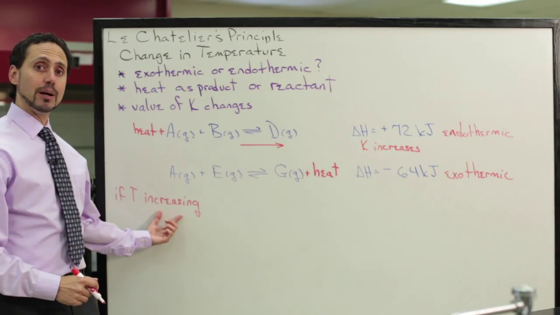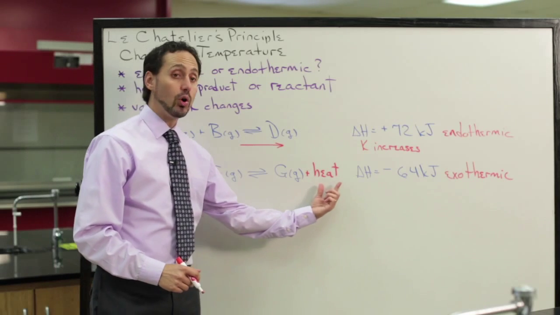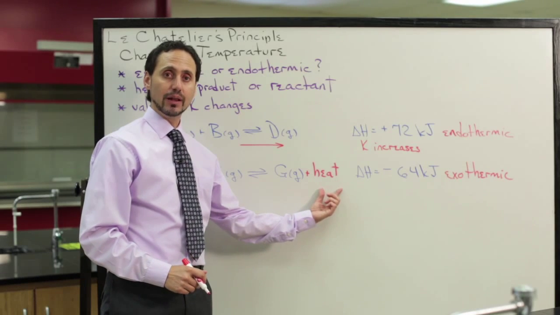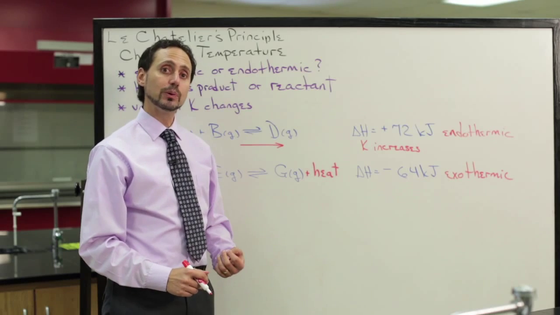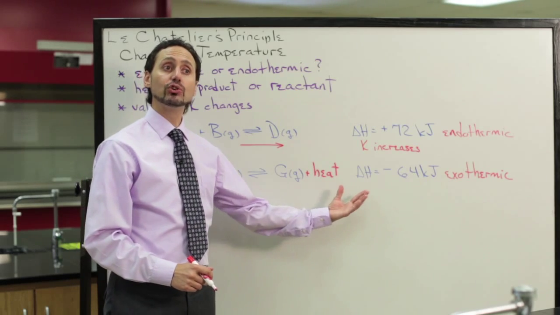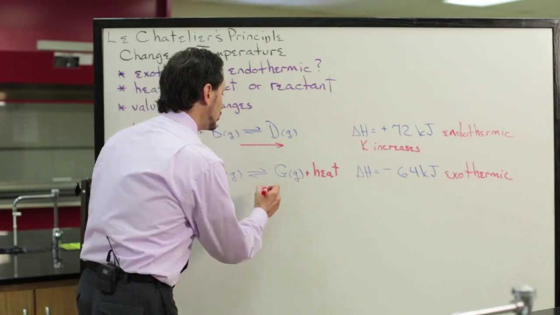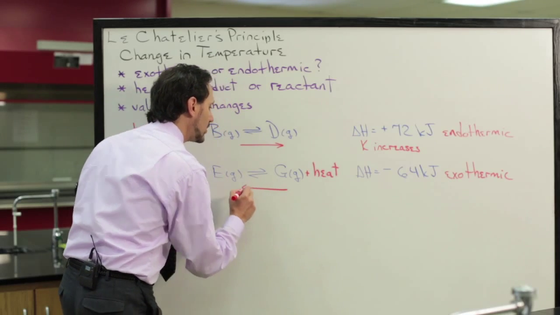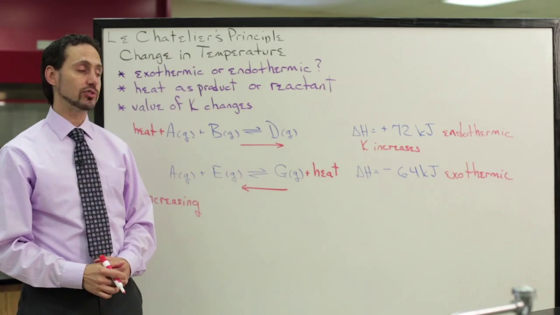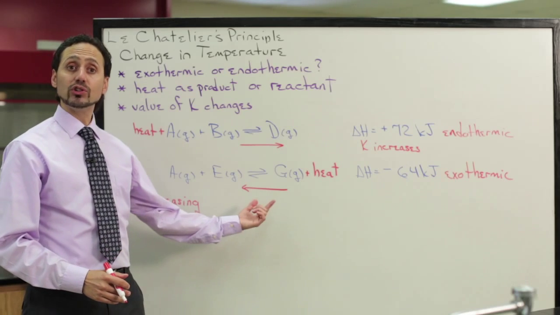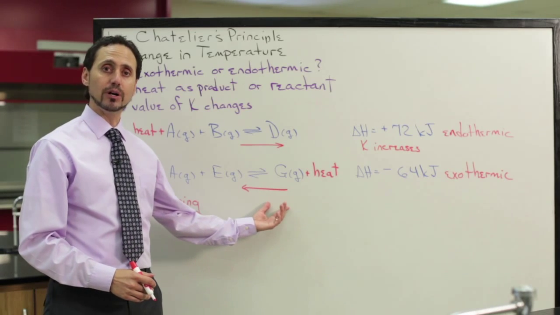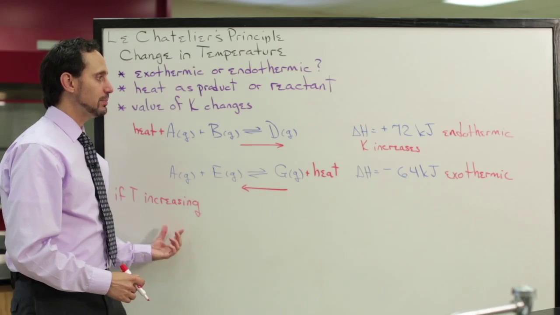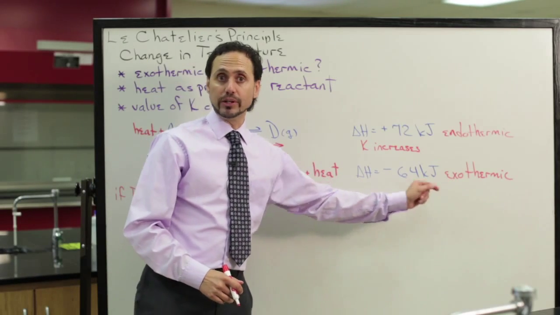So if we're increasing the temperature, that means we're getting more heat than we originally needed. And so Le Chatelier's principle predicts that we will shift to remove that extra heat. So this system will shift to the left to remove that extra heat. Now, what's going to happen to the value of the equilibrium constant when we increase the temperature in an exothermic reaction?